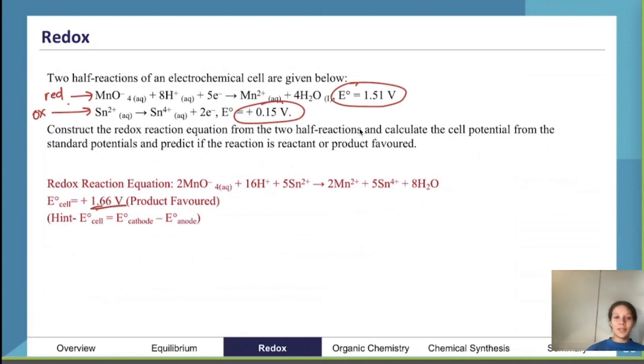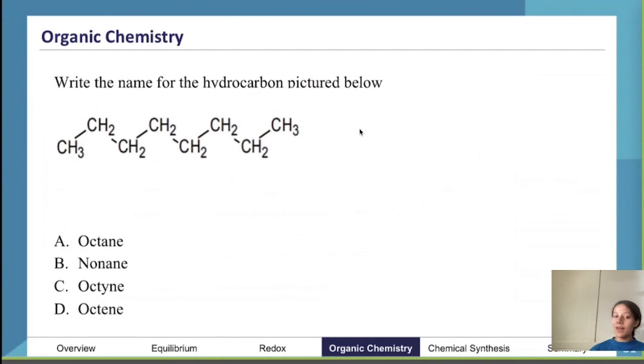Once we've added those 2 together, that means we have the product being favored. So what that means is that our reaction will happen spontaneously from left to right. If we had a negative value, then it would happen spontaneously from right to left and favor the reactants instead. So that's how to interpret that question there.